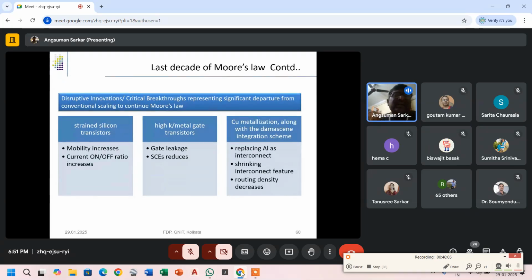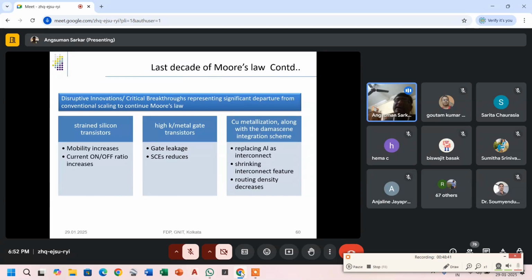So what is the second important disruptive invention or critical breakthrough? That is, instead of using normal silicon dioxide, we are using high K material or high K dielectric materials as a gate oxide. And moreover, instead of using polysilicon as a gate material, we are again going back to metal gate technology. So why are those things required? In order to reduce the gate leakage, or basically in order to reduce the short channel effect.